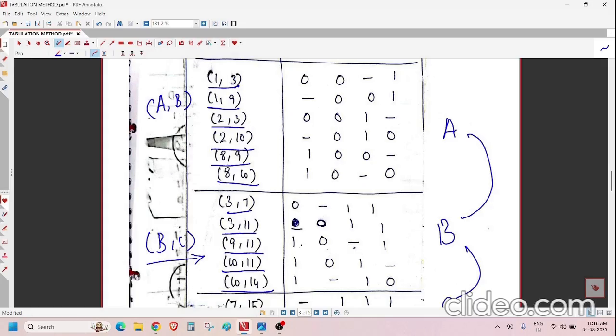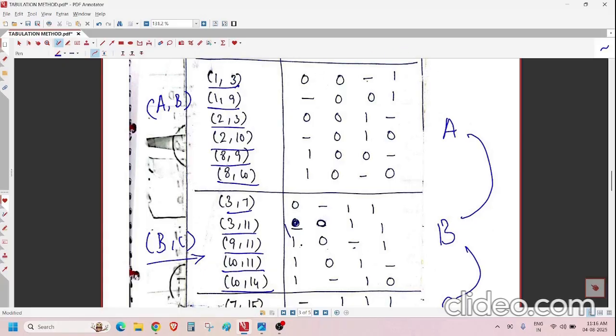Okay, now the condition. What is the condition now? You can see we have to again compare 1,3 with 3,7, 3,11, 9,11, 10,11 and 10,14. And the condition is, you can see, if you compare 1,3 with the other terms, that is the other terms which will be present in the two cell combination. Okay, so what is the condition now?